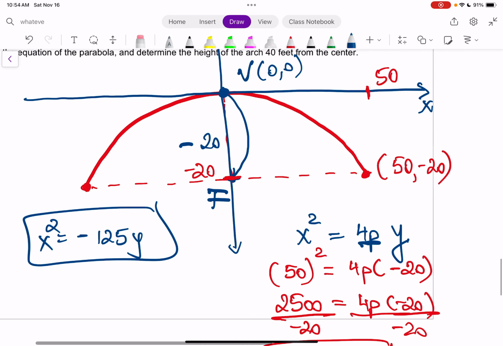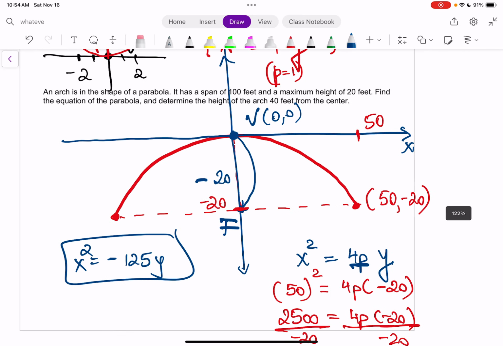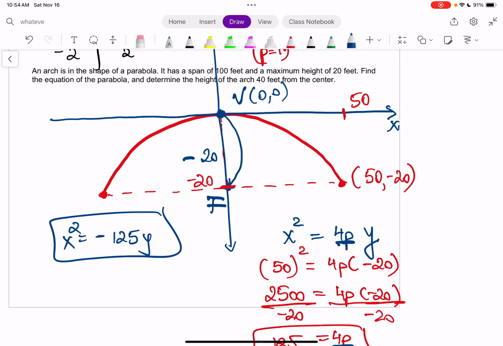Okay, and now that we have the true equation of the parabola, again, I made that mistake too, to just assume that the focus is at that crossing point, but it's not, right? The focus has to be at the point where the distance left and right is 4 times the distance to the focus, right? Okay, so it says determine the height of the arch 40 feet from the center. So when you're 40 feet from the center, we want to know this distance from this height of the arch.